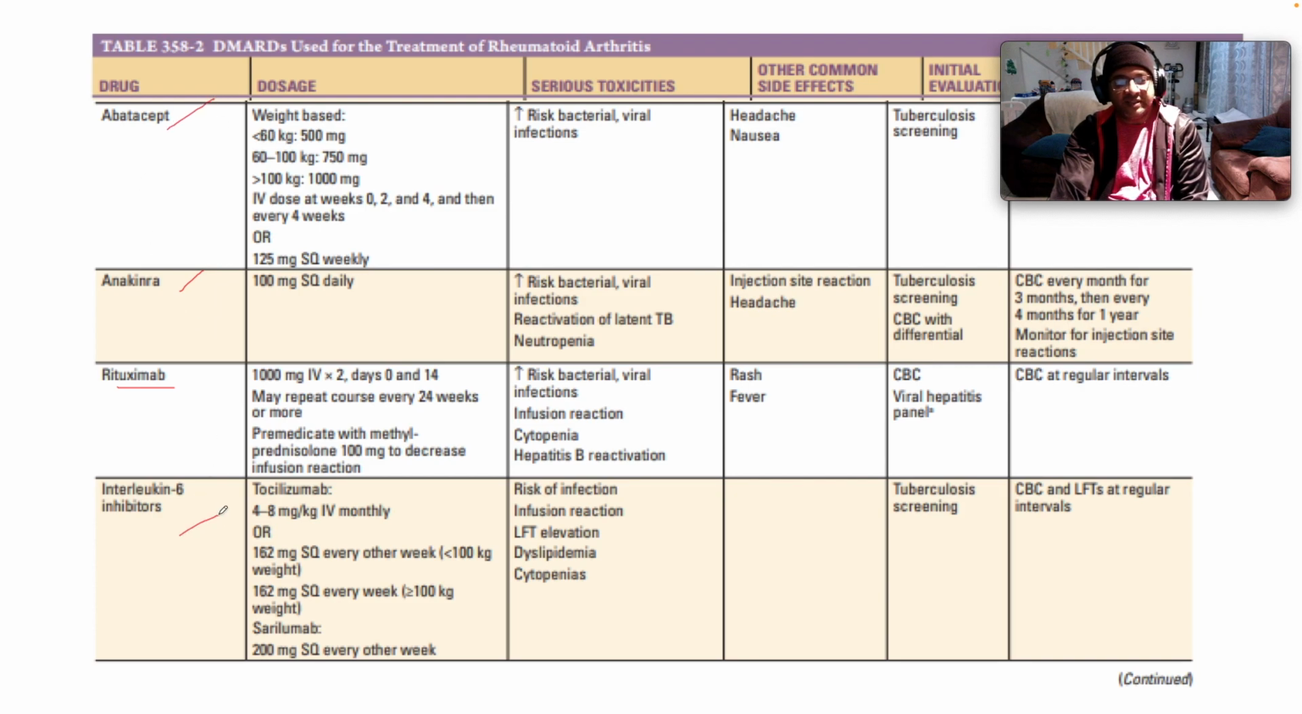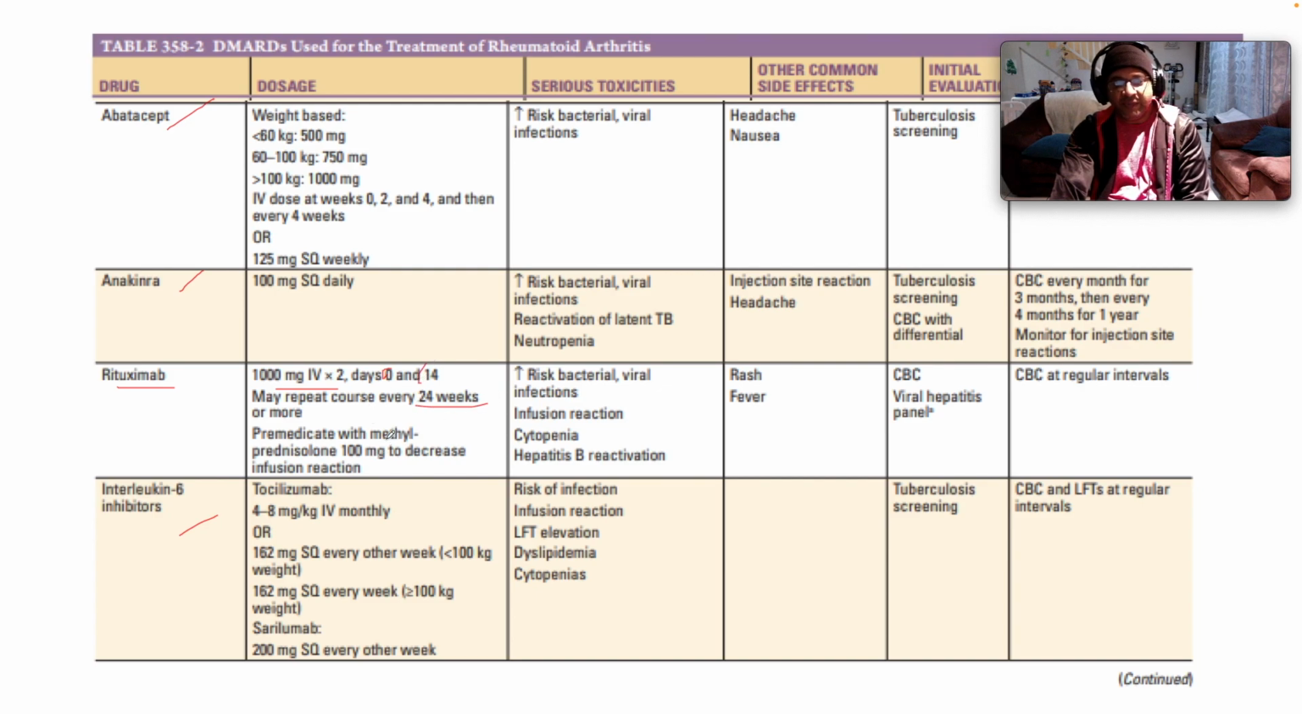You can use interleukin-6 inhibitors like tocilizumab, sarilumab. But rituximab is the other one we have available locally in public. So the dose is 1,000 milligrams IV times 2 on day 0 and day 14. You may repeat the course every 24 weeks or more.